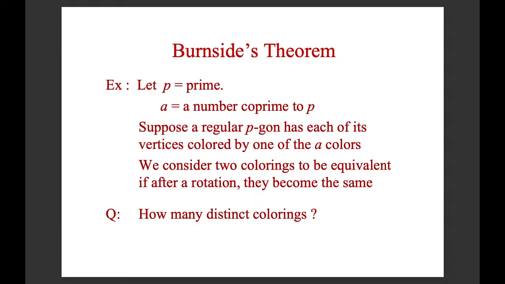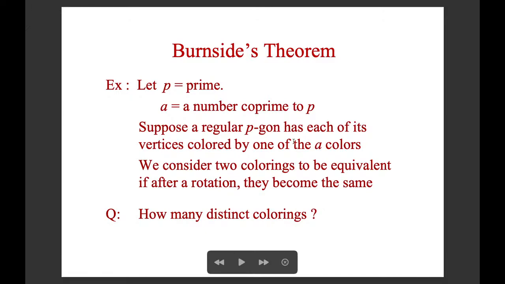And also about this one, this time we are looking at a regular P polygon, and each of the vertices can be colored in one of the 8 colors. So again, we look at the same type of problem. We consider 2 colorings to be equivalent if after a rotation they become the same. So in this case, the ground set will be how many items? The ground set will be P to the power 8 items, right?